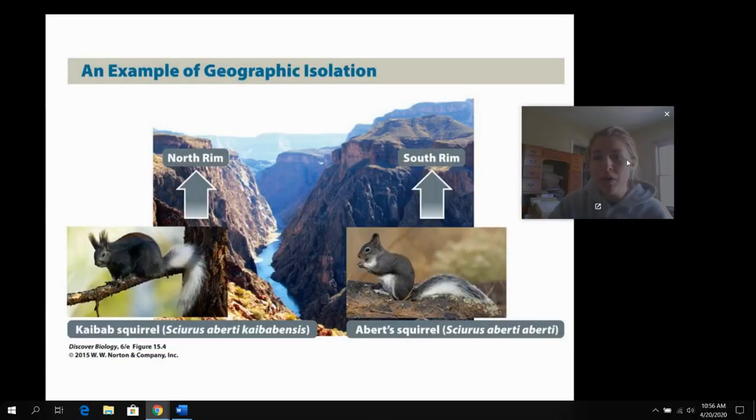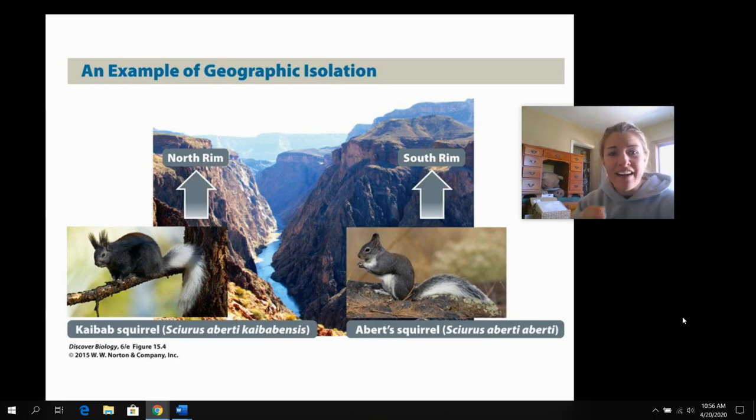So, one example of this is actually in the Grand Canyon. Obviously, over many, many years, water erosion has made this canyon deeper, deeper, deeper, and deeper. So, way back long ago, before there was this big canyon, the north and the south rim were easily accessible to animals going across or even just swimming across the water, but now it's way too deep, way too wide. They can't. So there used to be these two squirrels, the Kaibab squirrel and the Abert squirrel.